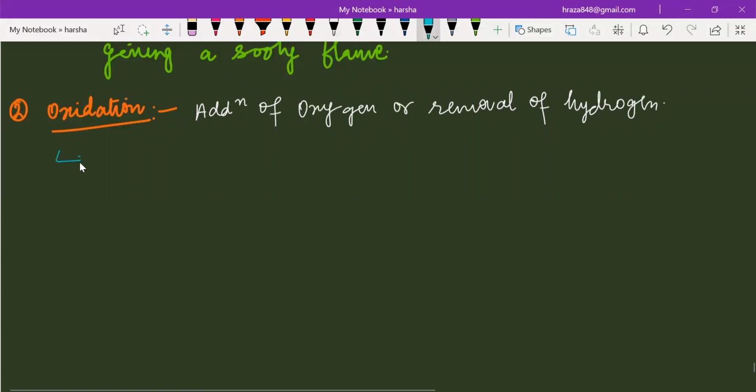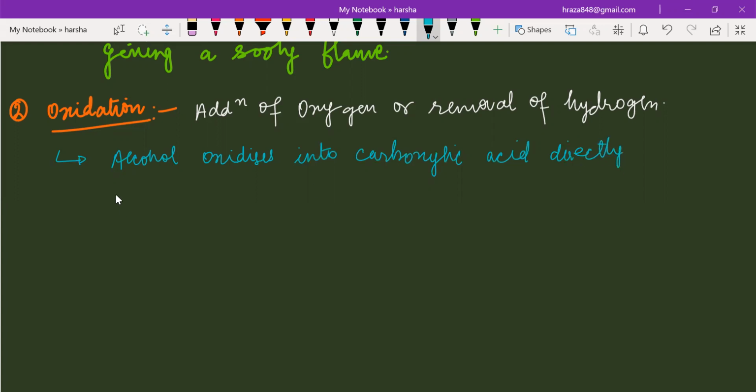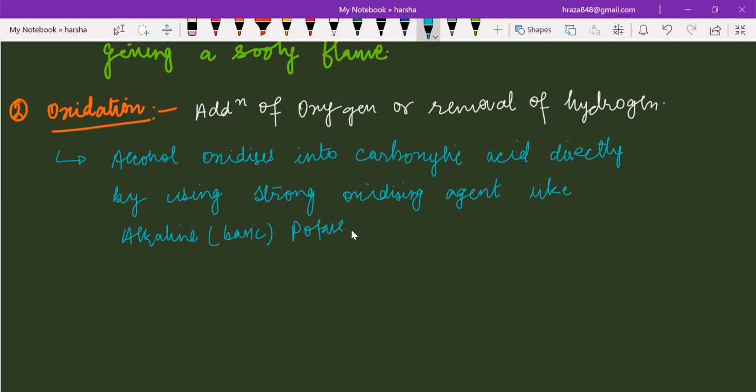Now, in this we need to study about alcohol oxidizes into carboxylic acid directly by using a strong oxidizing agent like alkaline, that means basic, potassium permanganate.